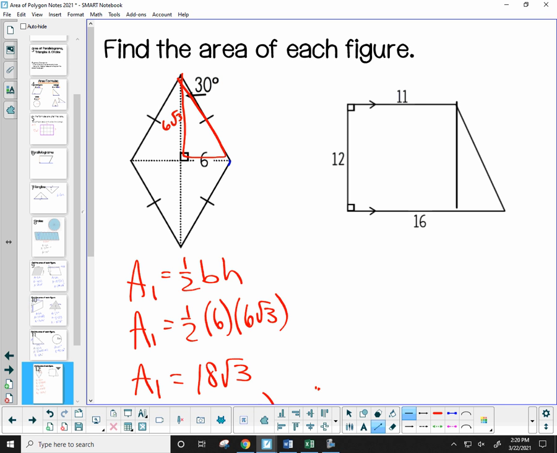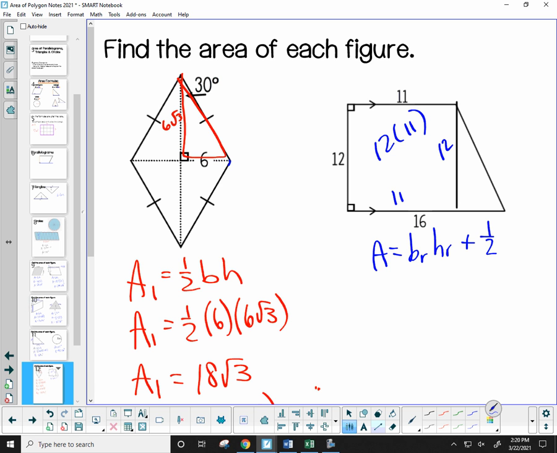Okay. So think about the area of my rectangle. How do I find the area of this rectangle? I know opposite sides are congruent, right? So it's just going to be 12 times 11. So my area is the base of my rectangle times the height of my rectangle, plus I want to add 1/2 of the base of my triangle times the height of my triangle.